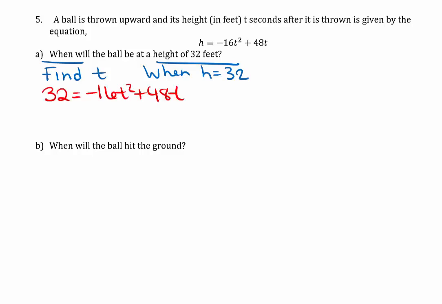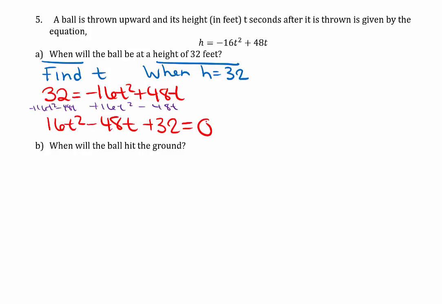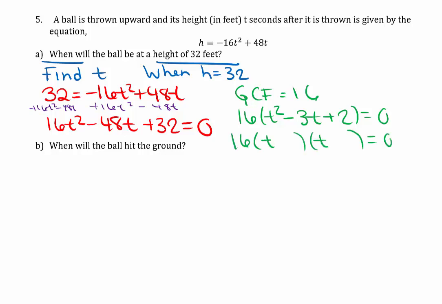So I'm going to plug 32 in for h into that equation. I have a quadratic equation, so I'll set one side to 0. I'm going to move everything on the right side over to the left. So that means I have to add the 16t squared and subtract the 48t. So now one side equals 0. To factor, the first thing I'm going to do is look for a GCF. There's a GCF of 16. If I pull that out of all three terms, I'm left with t squared minus 3t plus 2. So let's see, product of 2, sum of negative 3, negative 2 and negative 1 work.